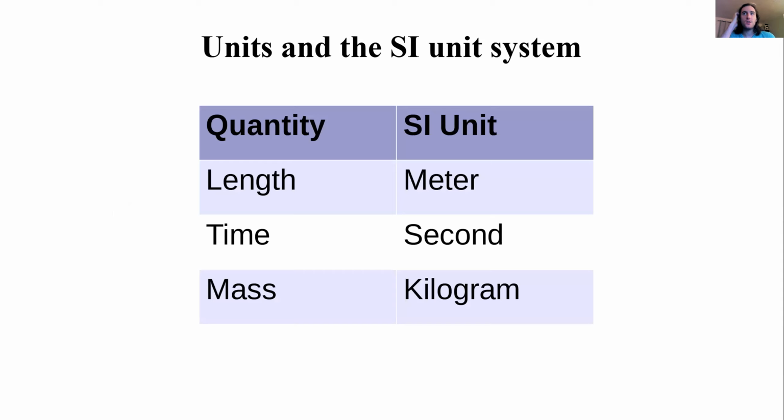Units and the SI unit system. We have some quantities on the left and the corresponding SI unit on the right. Length, time, and mass are three things that we can measure, and on the right are three units that we assign to those measurements. That's pretty much how it goes. We have length, time, and mass, and we invent a unit system.